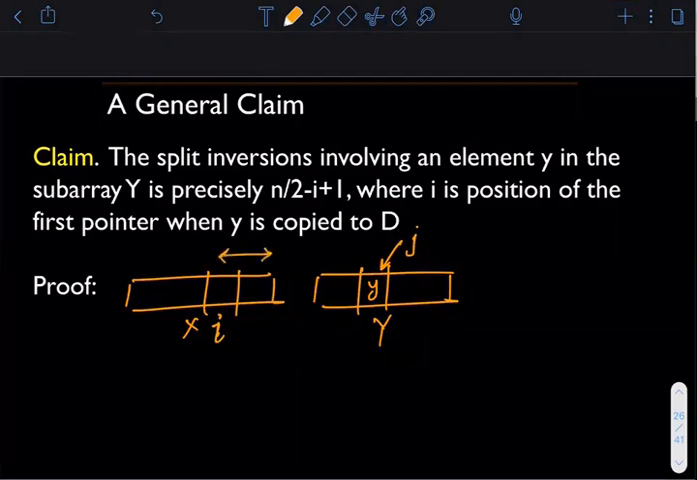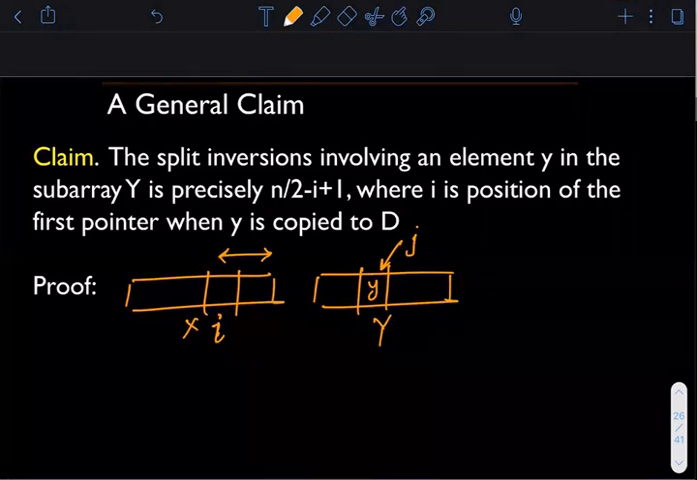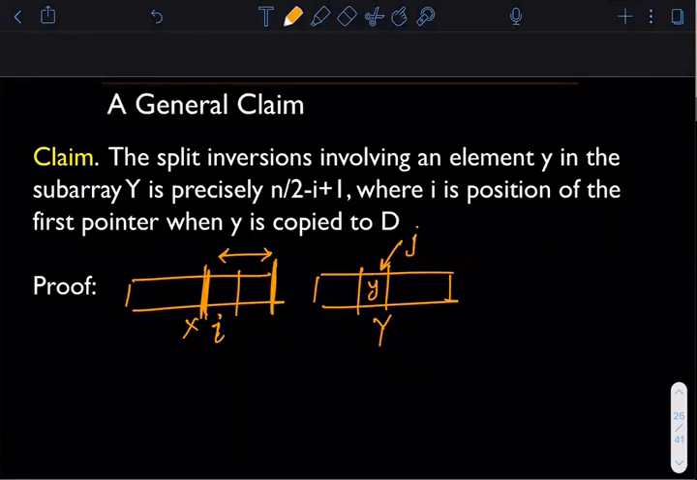the total number of split inversions that Y is involved in. Please note the statement very carefully. What I'm claiming here is that the total number of split inversions that Y can be involved in is precisely the total number of elements that are remaining in the first subarray. What do I mean by remaining? Those which have not been copied into the final array yet. So that number is roughly n/2 minus I plus 1. I always confuse whether there is a plus 1 or not, but I think you understand what I'm trying to say.